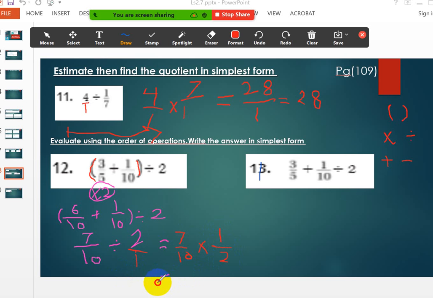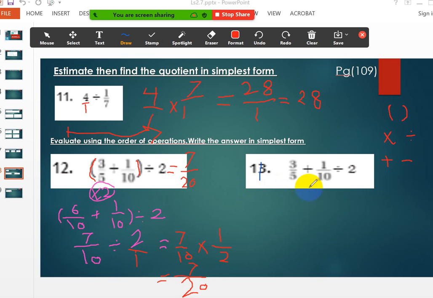So the answer will be what? 7 multiply 1. There is no greatest common factor between the numbers. 7 multiply 1 equals 7. I will write the answer here. 10 multiply 2 equals 20. So the final answer for this expression is 7 over 20. The final answer is 7 over 20.